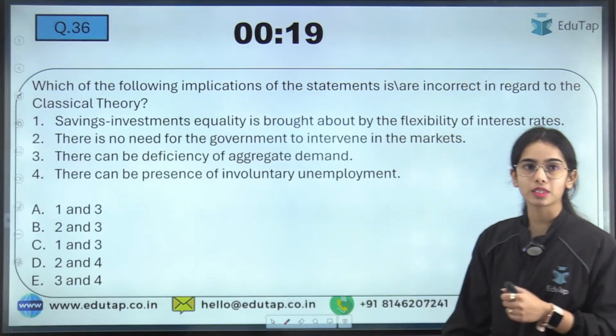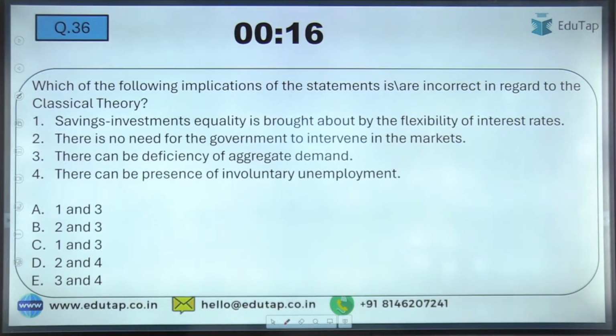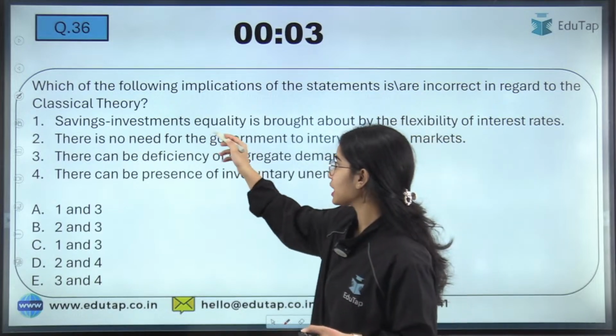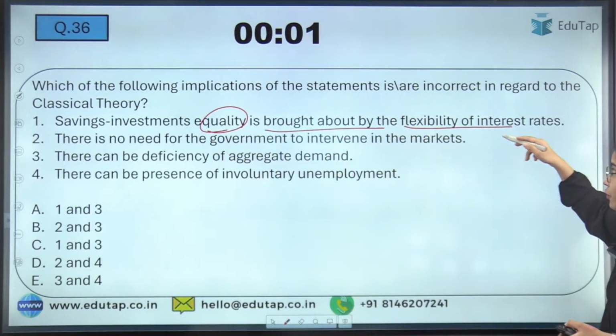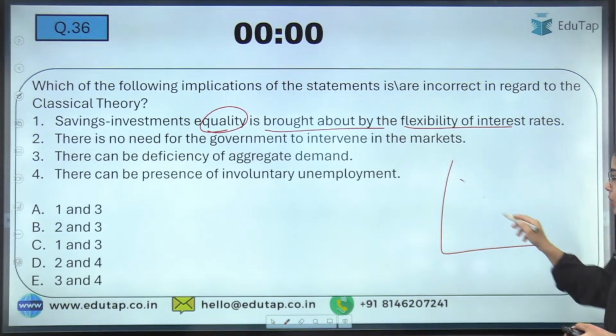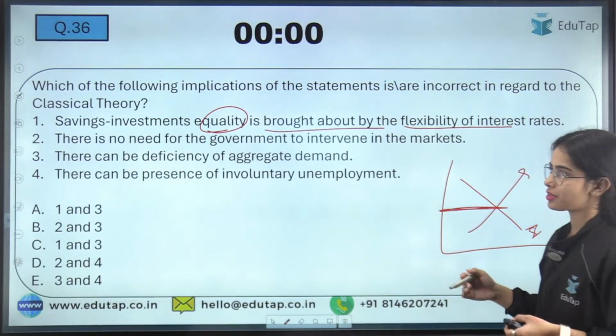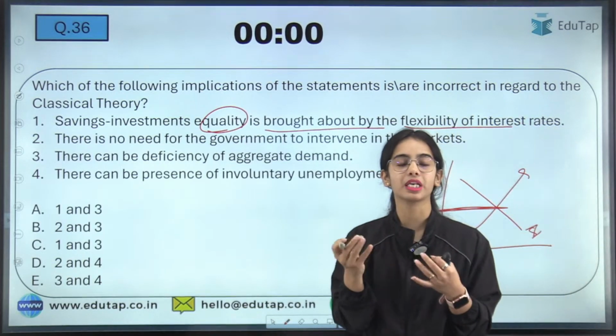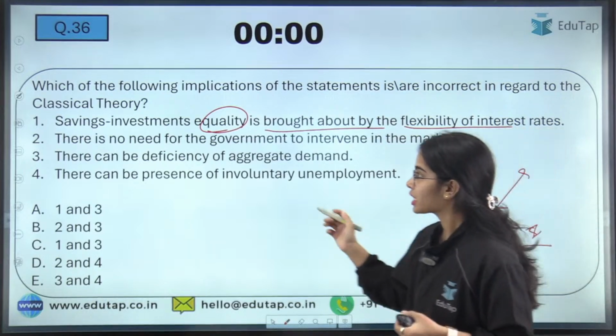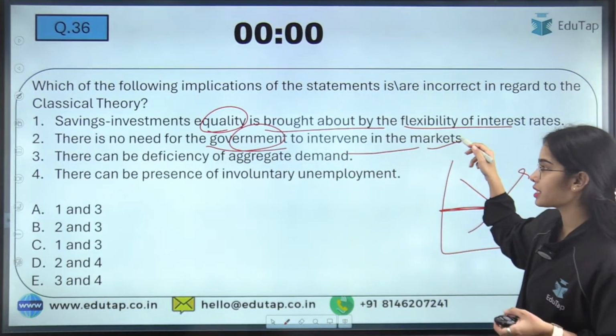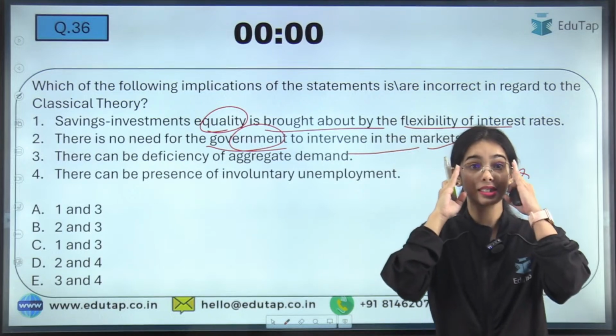Coming to the next question, try to answer this question now. Which of the following statements is or are incorrect regarding the classical theory? That you have to tell me. Saving-investment equality is brought about by the flexibility of the interest rate, correct. As per classical theory, investment and savings are at equilibrium due to the interest rate, and flexibility in the interest rate brings equilibrium in saving and investment. There is no need for the government to intervene in the markets. That is also correct. This is also what the classical economists said.